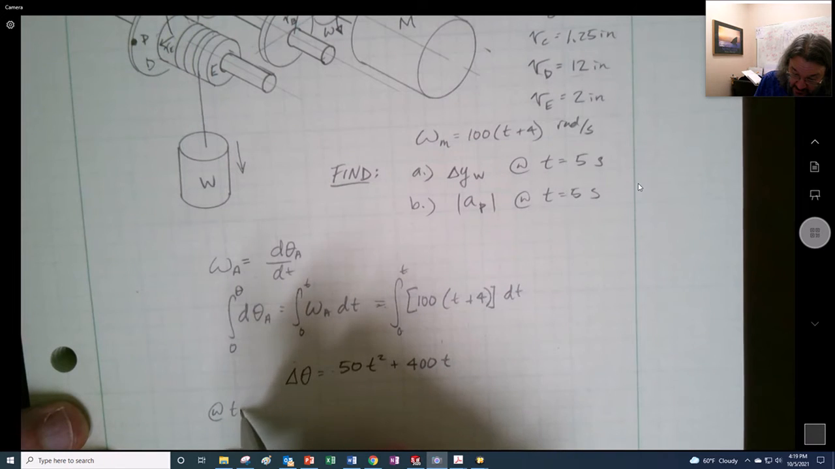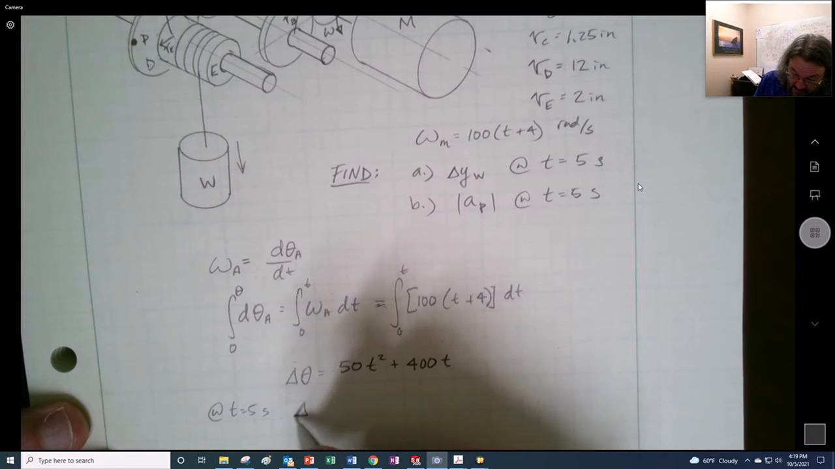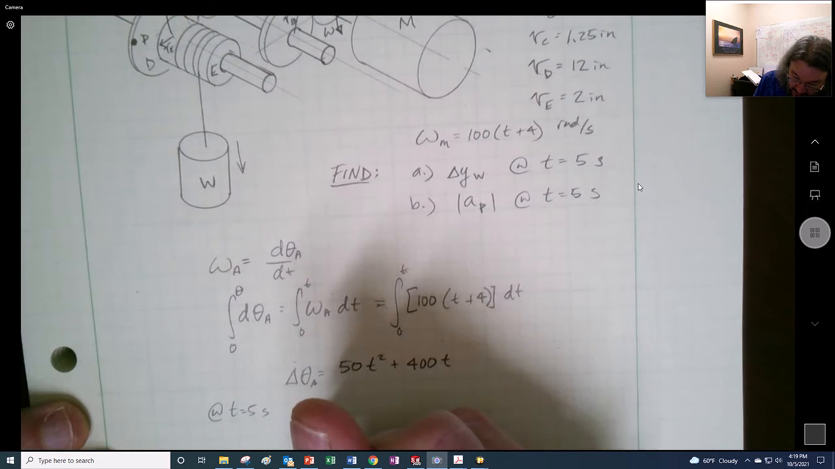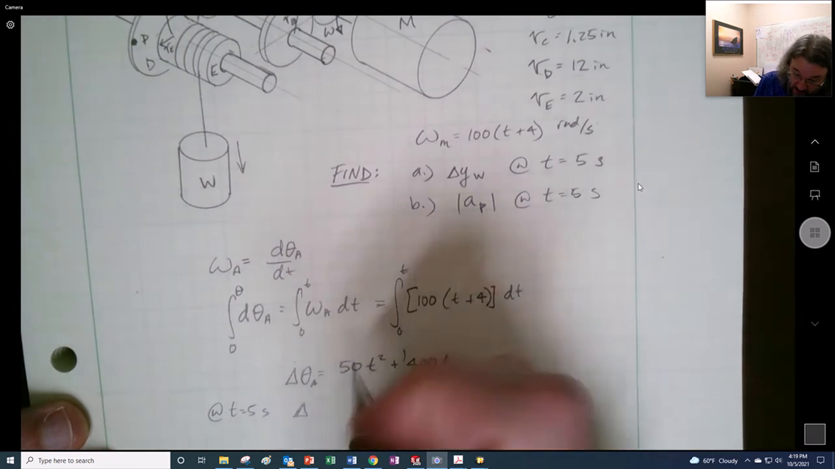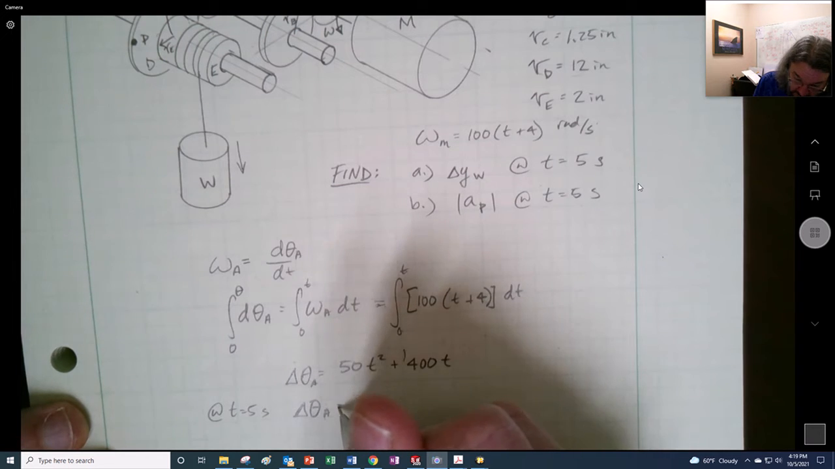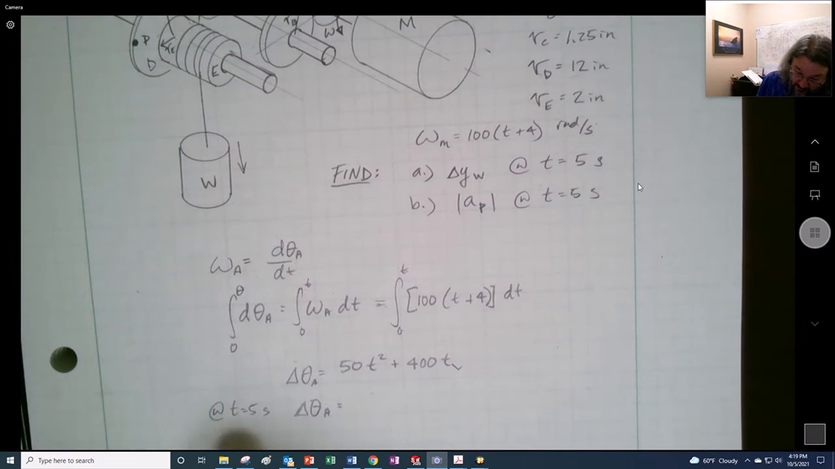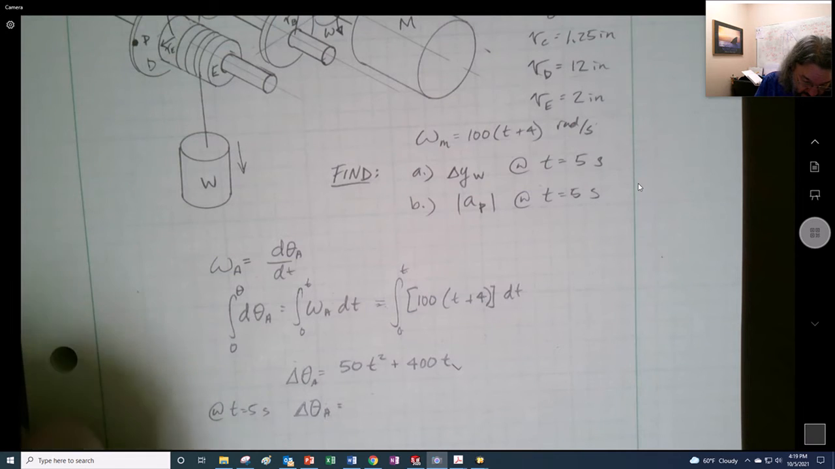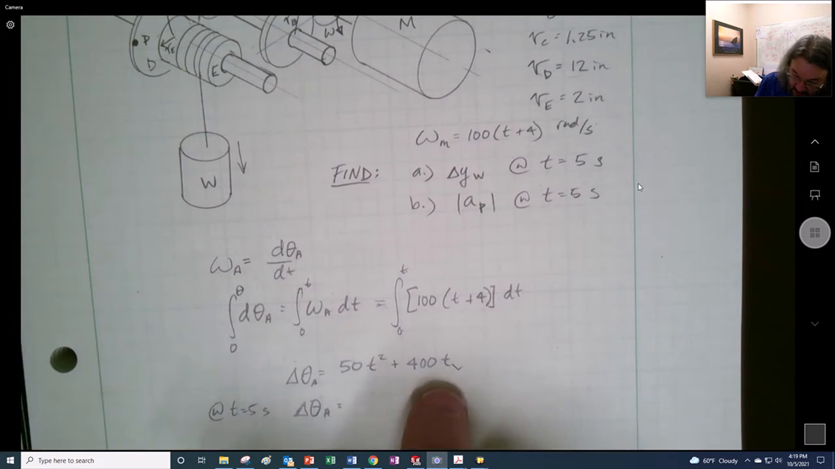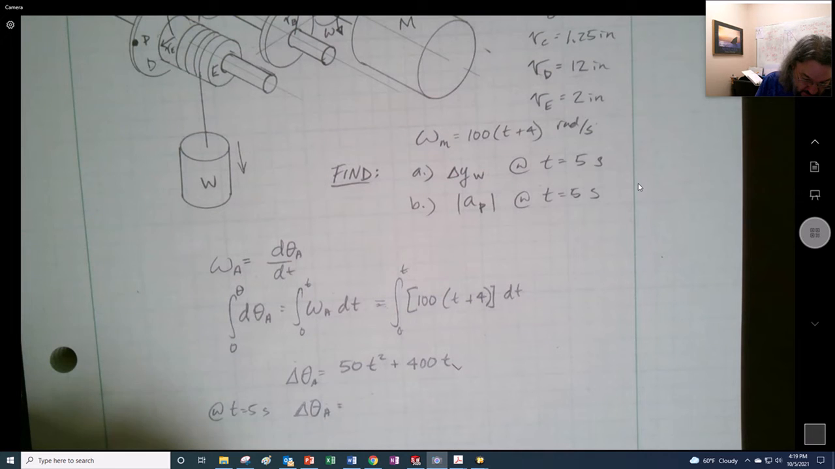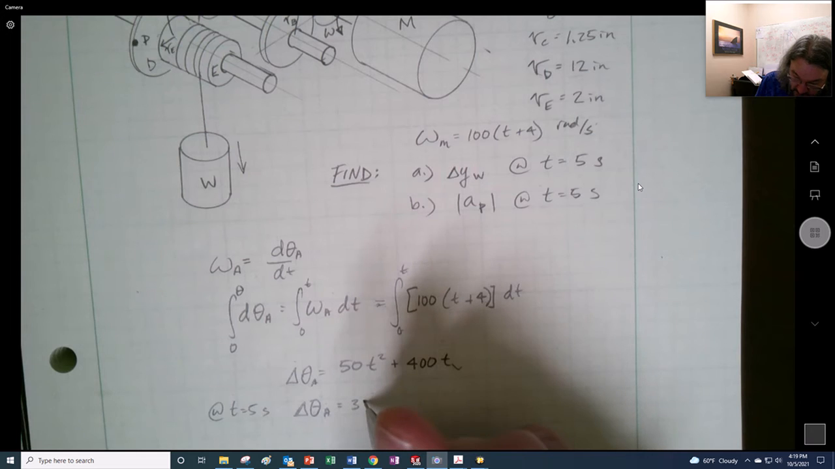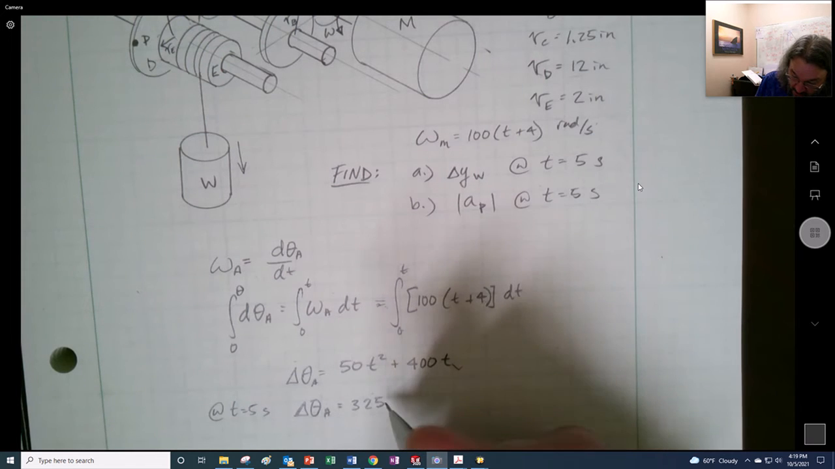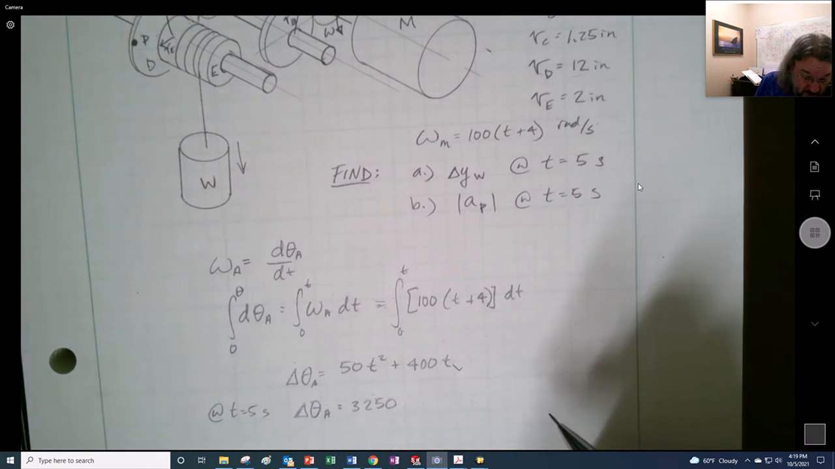And so at t equals 5 seconds, delta theta, well, I should have made that A. Brain's not working. We're going to say at 5 seconds, we're going to have 25 times 50, boom, and then 400 times 5, boom. So we have 3,250 radians.